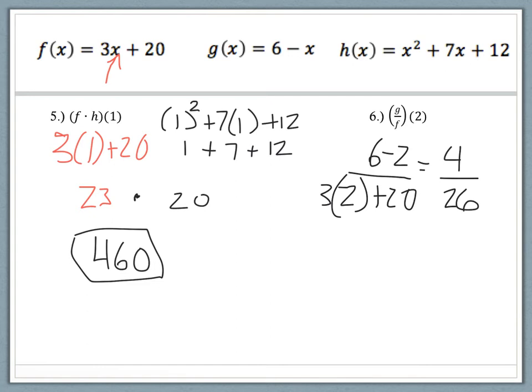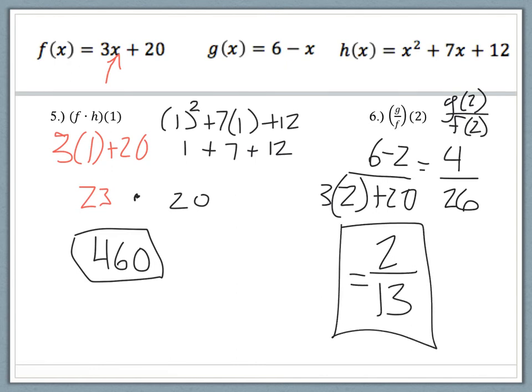If it helps, we can also write this as g of 2 over f of 2. So I did g of 2, which was 6 minus 2, which equaled 4. And then I did f of 2, which was 3 times 2 plus 20 equals 26. Now I have this fraction. Since it's just division, I can write it as a fraction. Now I just need to simplify. I can divide both of those by 2. So I have 2 over 13. All right, and that's our answer.